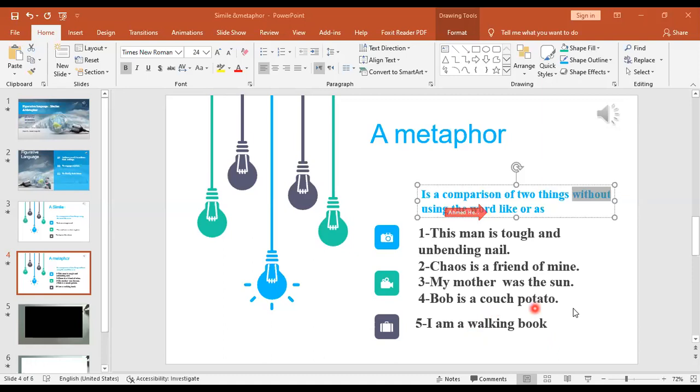Bob is a couch potato, you know? A couch potato is someone who is very lazy, okay? My mother was the sun. I compare my mother with the sun, but without using as and like. That's all.